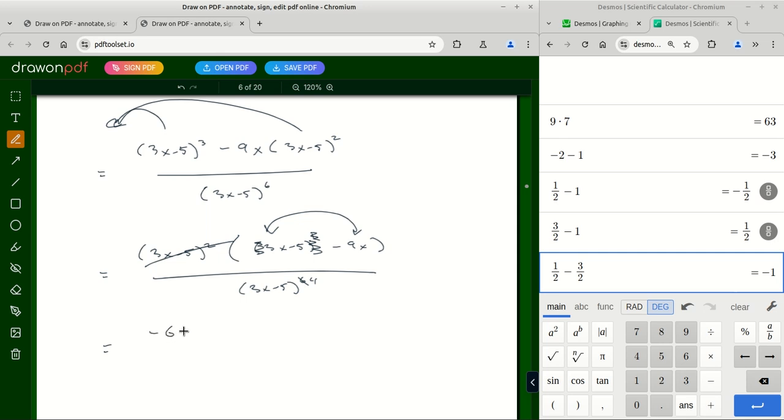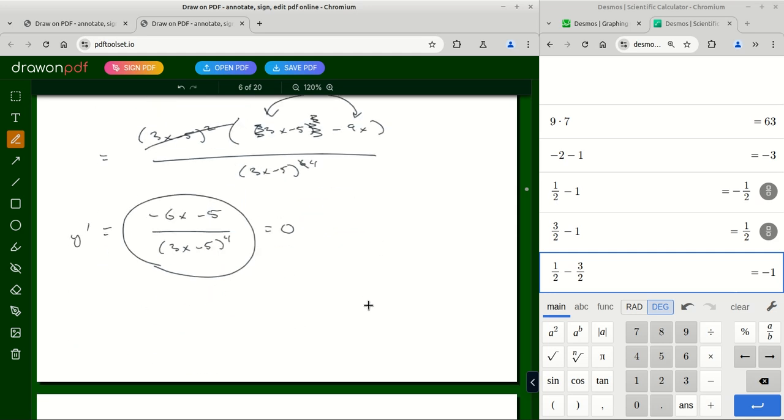So in the top I got a -6x minus the 5, all divided by this right here. And oh, don't box it in, don't box it in. Okay, that's my derivative. But the goal was to take this and set it equal to 0. When you have a fraction like this, it's going to be the top equals 0, exclusively. So I'm saying that -6x minus 5 is equal to 0.